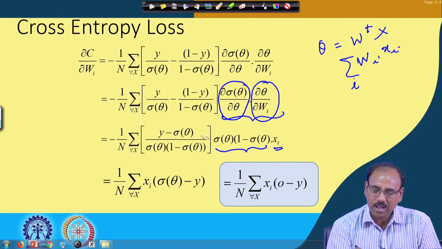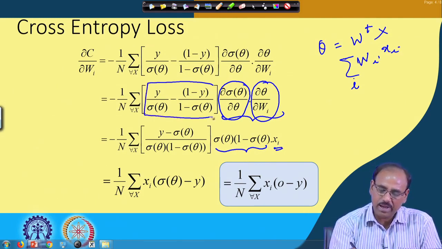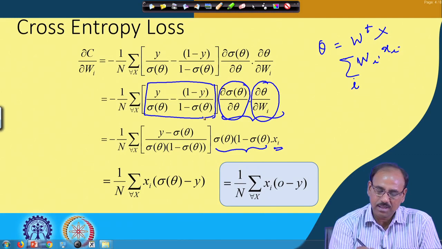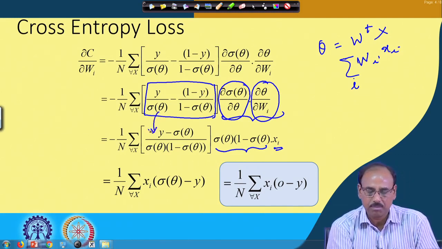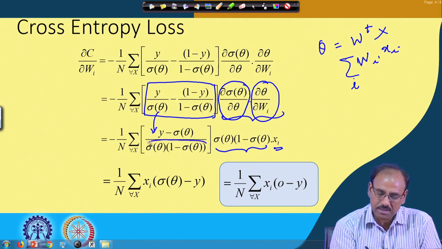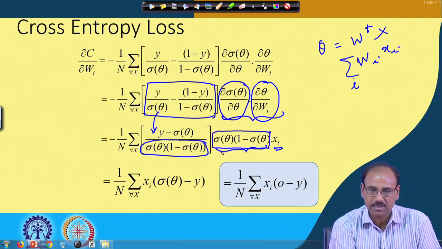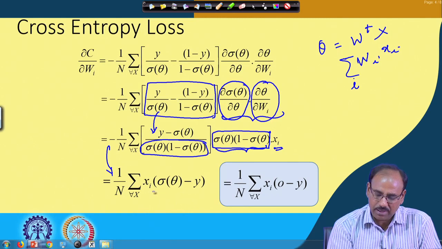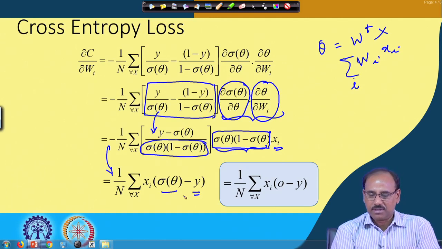into xi. And when I simplify this term, that is y upon sigma theta minus 1 minus y upon 1 minus sigma theta, the simplified expression simply becomes y minus sigma theta upon sigma theta into 1 minus sigma theta. So, from here you find that this sigma theta into 1 minus sigma theta and this sigma theta into 1 minus sigma theta get cancelled. So, my expression simply becomes 1 by n into xi times sigma theta minus y. Take the summation of this and then you take the average.